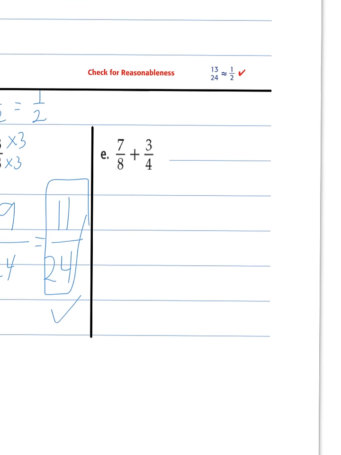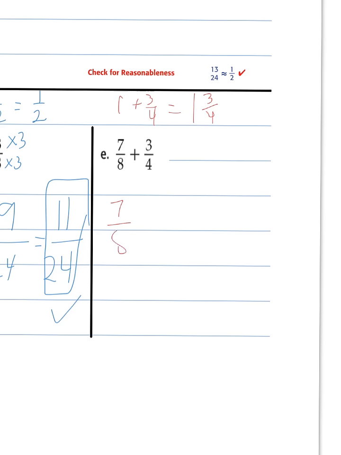Next one, 7/8 plus 3/4. Let's start with our estimate for this one. 7/8 is close to 1. I'm going to keep 3/4 as is. So our answer should be close to 1 3/4. Okay. Our common denominator for this would be 8.